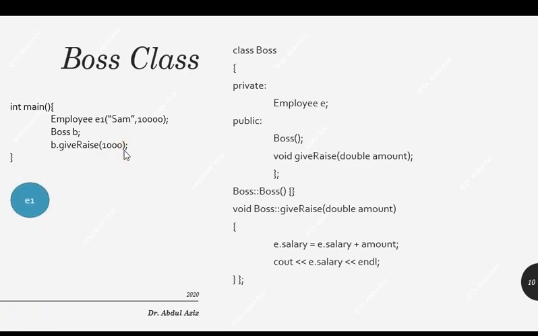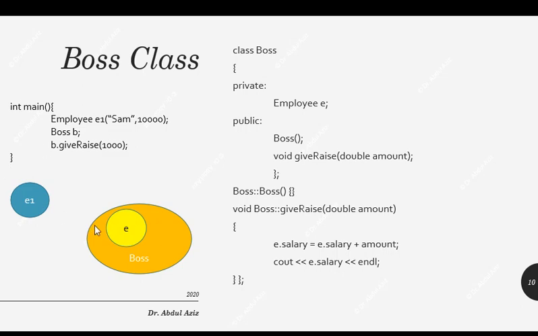Now we have an employee E1, and we have created an object of Boss B. And look at the code at this point where we have declared an Employee as a private member of this class, which means that Boss is going to have a copy of the Employee object.